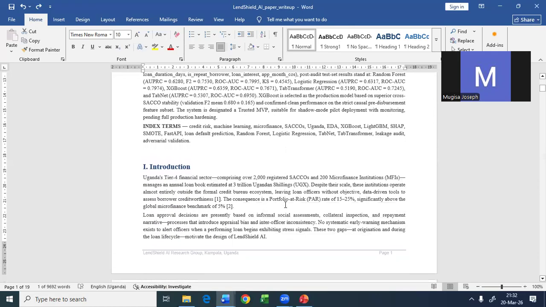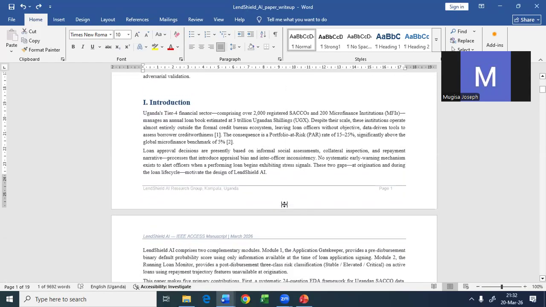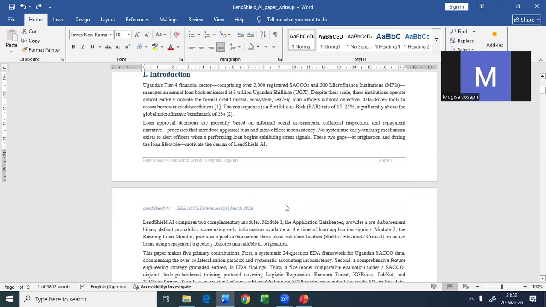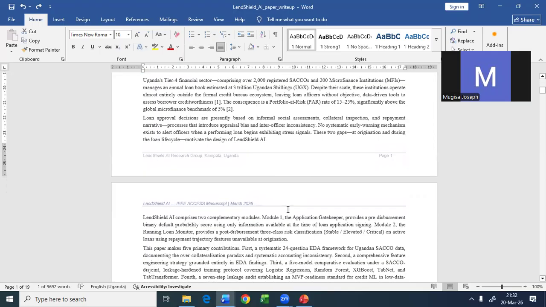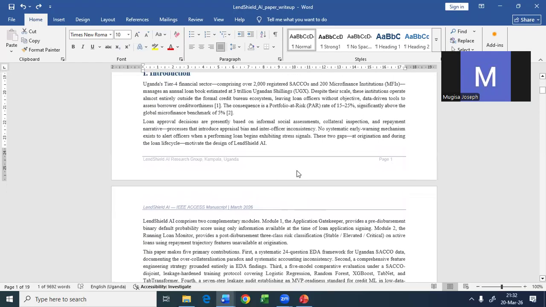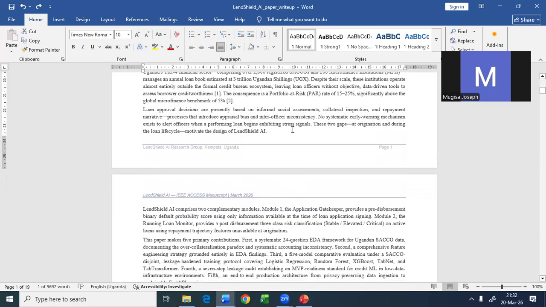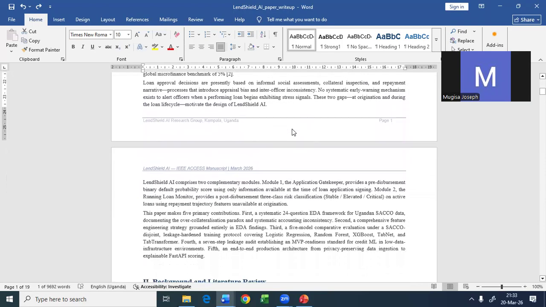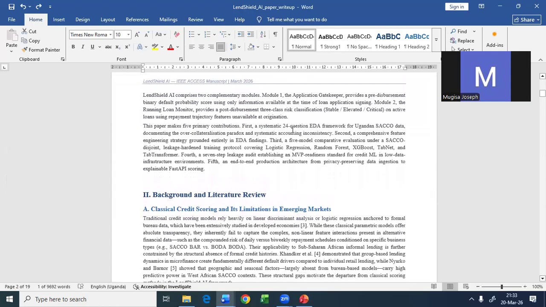So we progress through the introduction. As I said, we have over 2,000 SACCOs and 200 microfinance institutions in Uganda, managing a lot of money but operating at a very high portfolio at risk percentage. That's where we come up with Lendshield AI, which we are going to present through this paper.